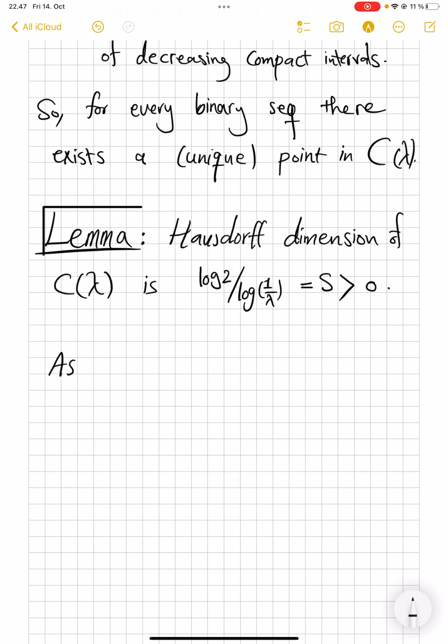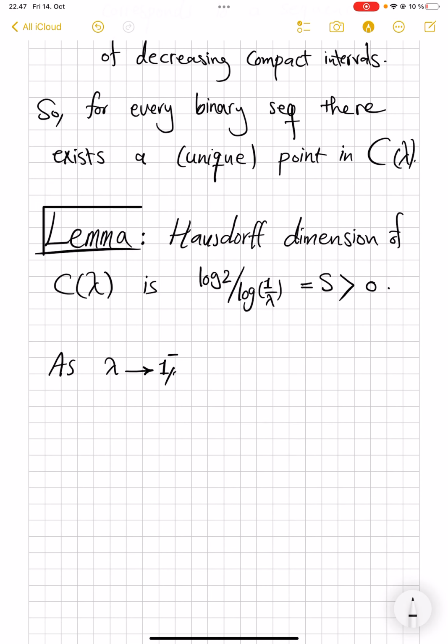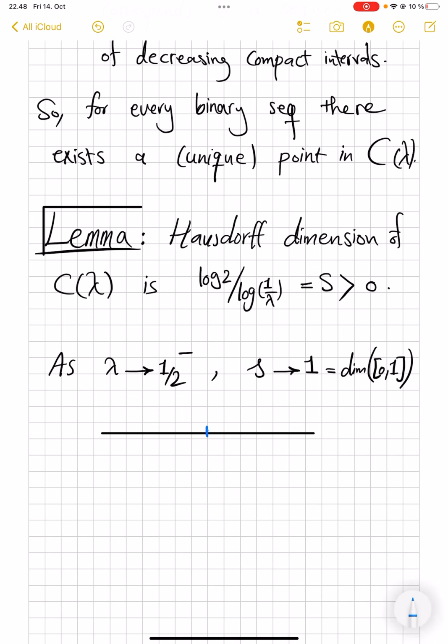So as lambda goes to 1/2 from below, remember lambda is between 0 and 1/2, so I meant 1/2, this S converges to 1, which is the dimension of the full interval 0, 1. And that is very plausible because lambda being close to 1/2 means you're removing only very tiny amounts.